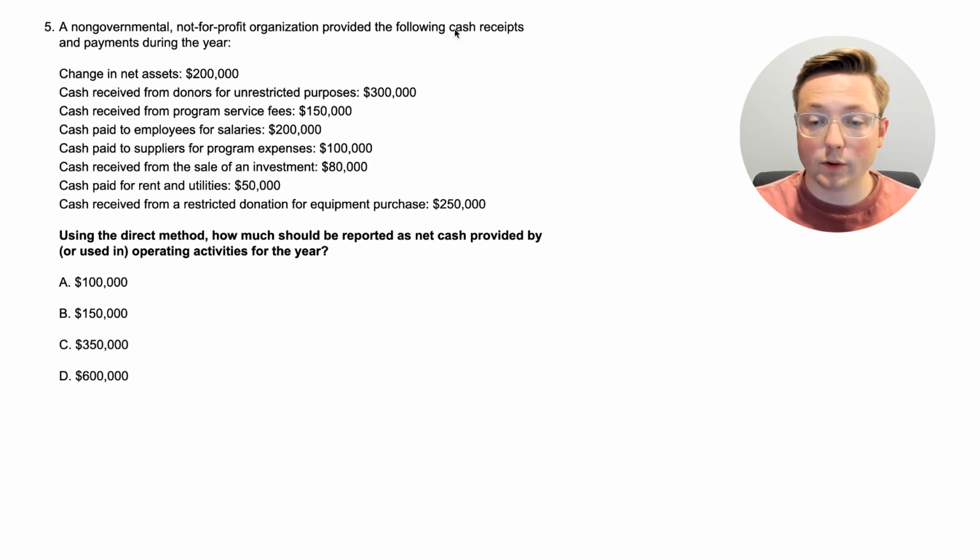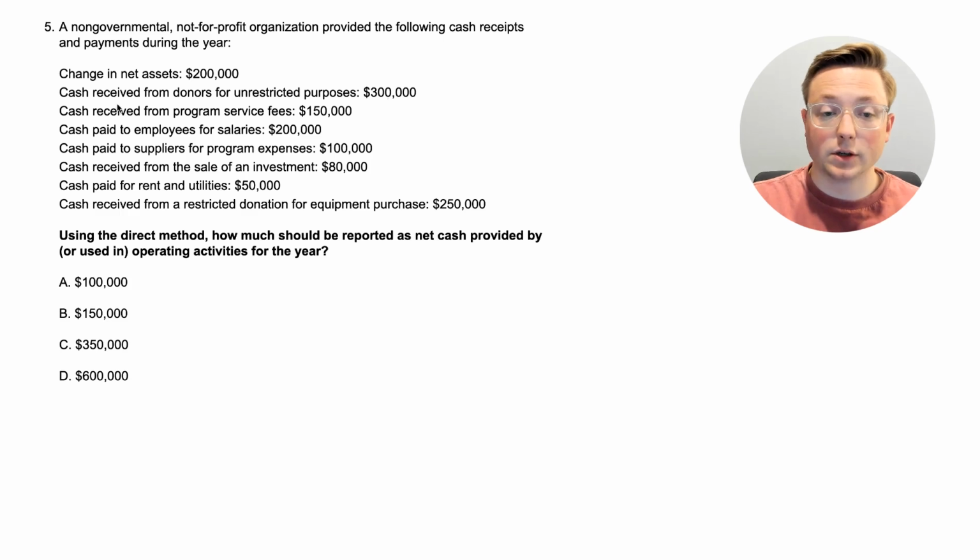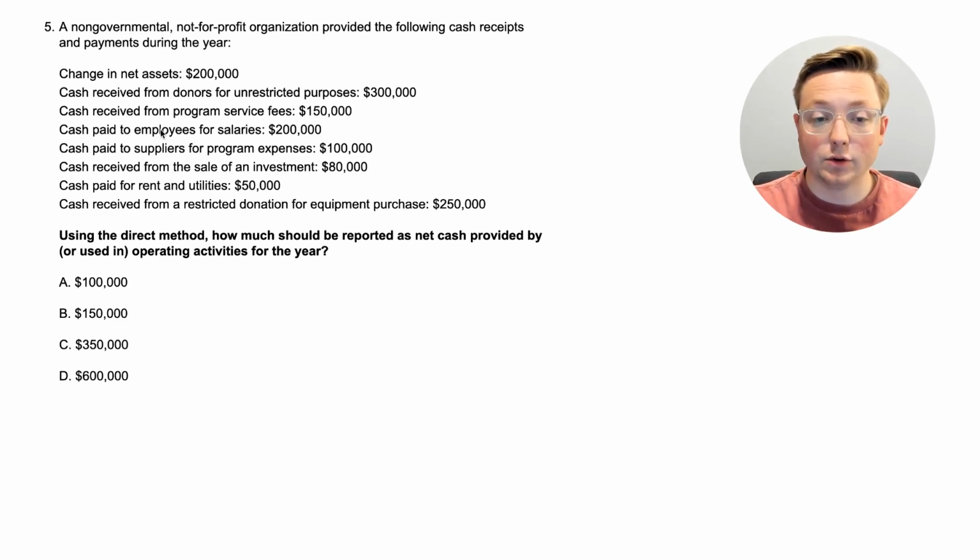They had the following receipts and payments during the year. So there was change in net assets of $200,000. Cash received from donors for unrestricted purposes, $300,000. Cash received from program service fees, $150,000. Cash paid to employees for salaries, $200,000. Cash paid to suppliers for program expenses, $100,000. Cash received from the sale of an investment, $80,000. Cash paid for rent and utilities, $50,000. Cash received from a restricted donation for equipment purchase, $250,000. So a whole bunch of information there.